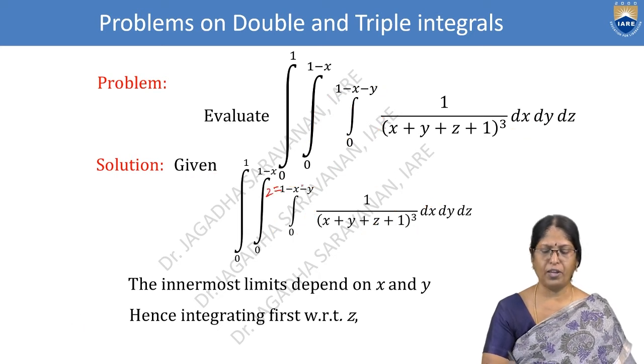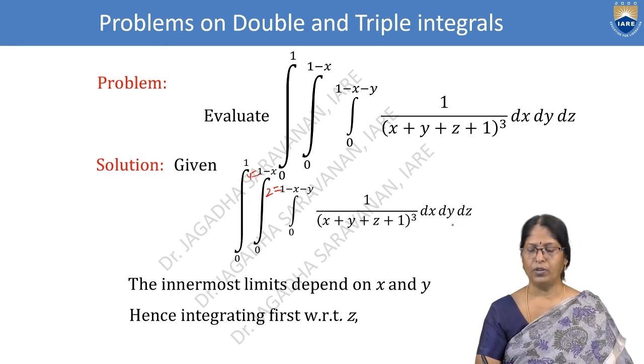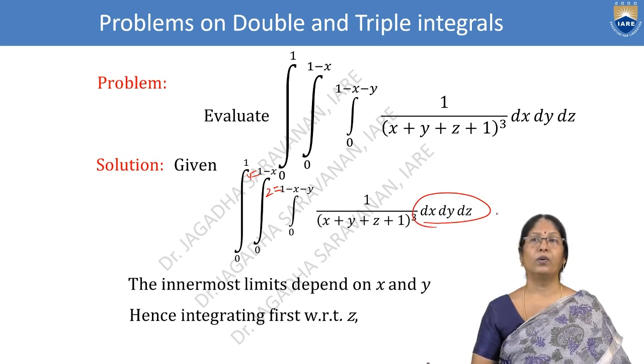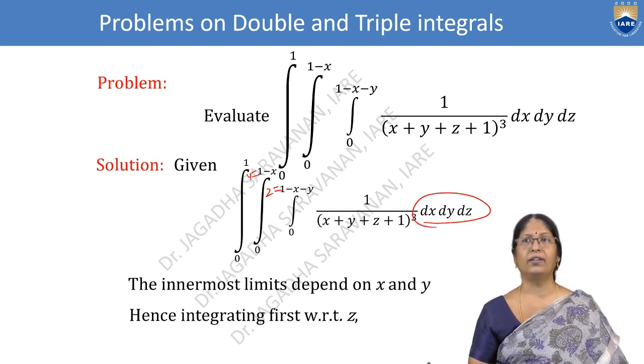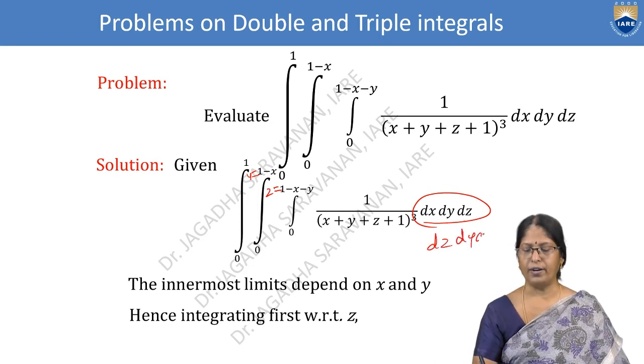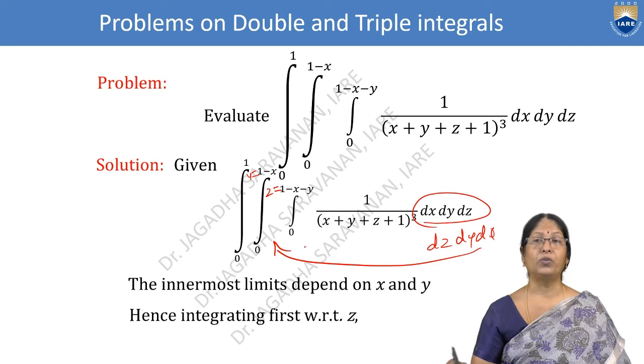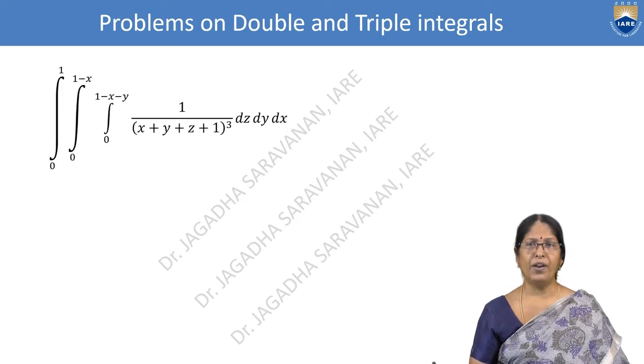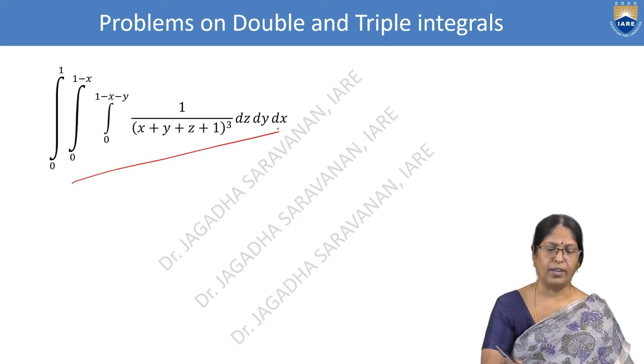So it is z equal to, then the next one is y equal to, and the last one is x. We have to change this order from dx, dy, dz to dz, dy, dx according to the limits, the range defined. According to that, we have to maintain the order. Now, this is the integration.